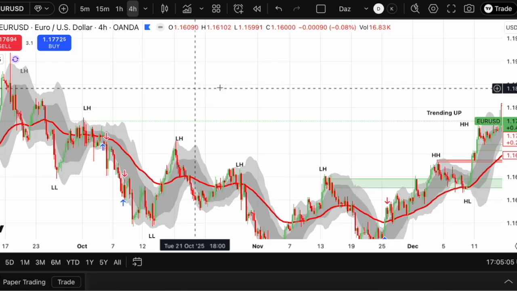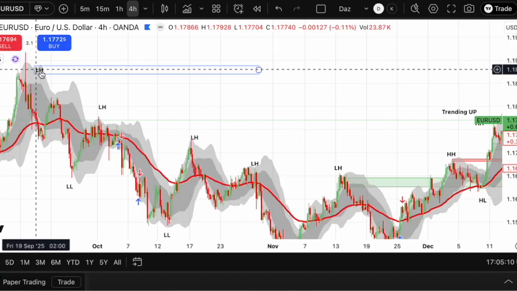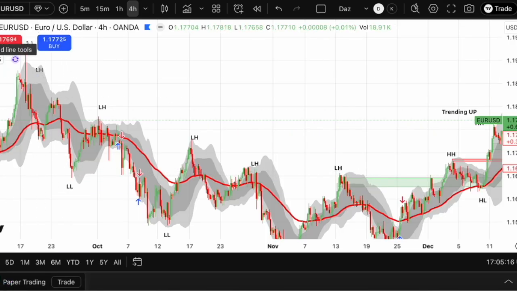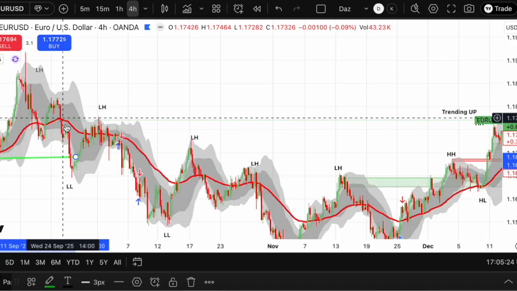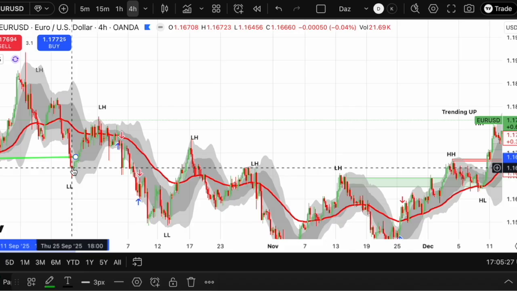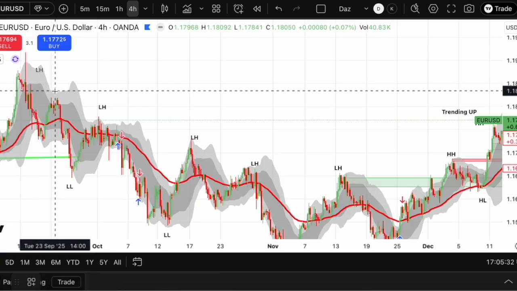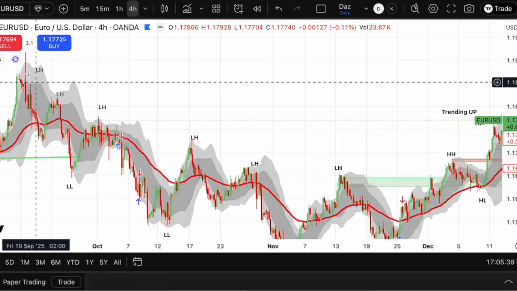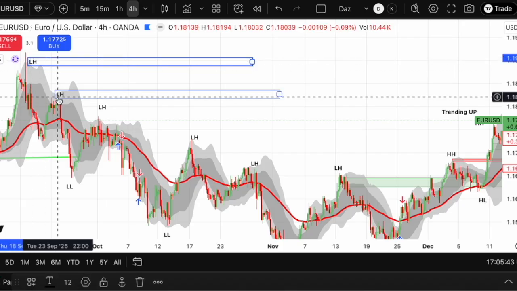Now I've marked this already. As you can see here, I've got a lower high here, and then I've got a lower low. Because this broke structure, this low was broken by this low, this becomes a lower low. One more I should have put in there: a lower high there. So this is a lower high.